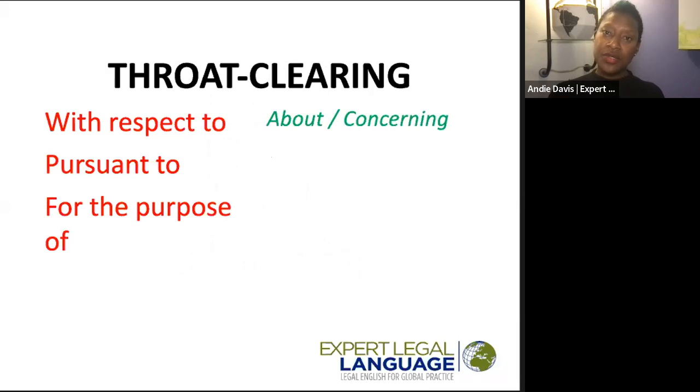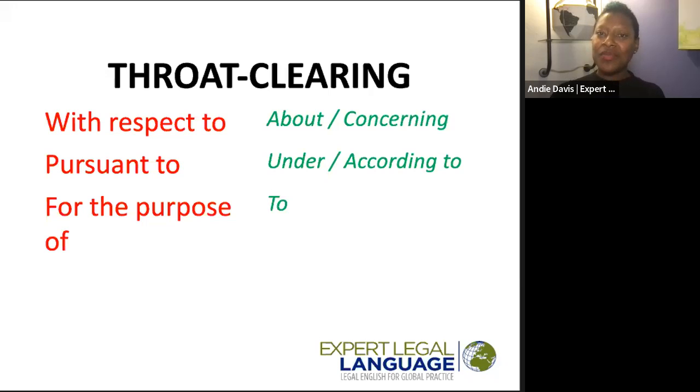With respect to could just be about or concerning. Pursuant to, you could say under, pursuant to this agreement, under or according to. And for the purpose of, you could just say the word to. For the purpose of, to do such a thing.